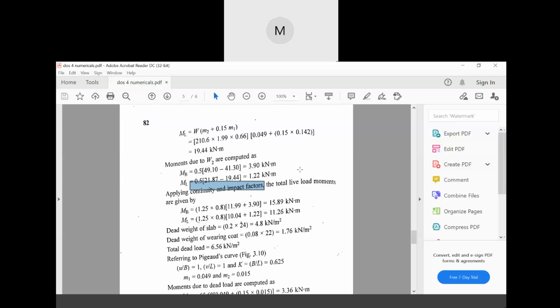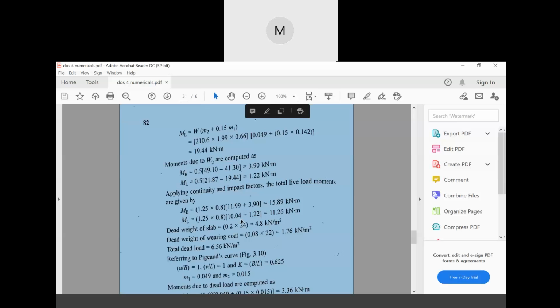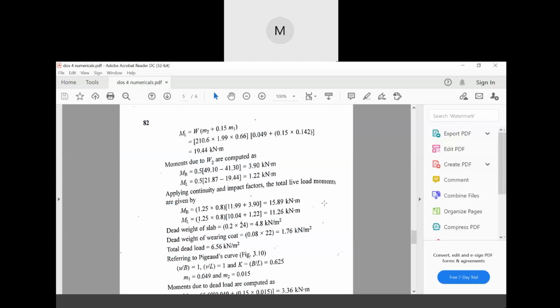That is why we added the total MB. Total MB means what? For W1 and for W2. For ML for W1 and W2. And then we found out the moments. Fine. Now we have to find out the dead weight of slab.